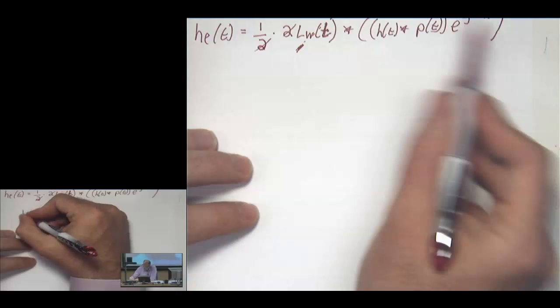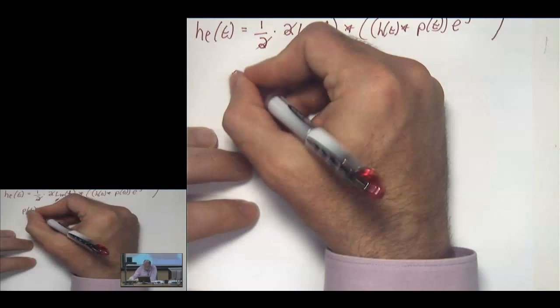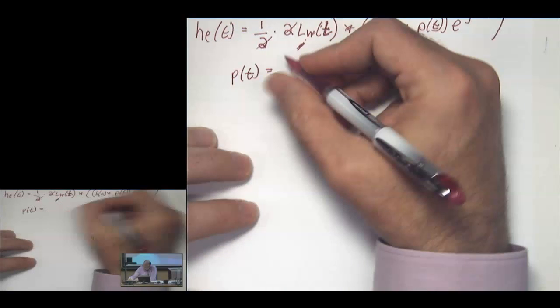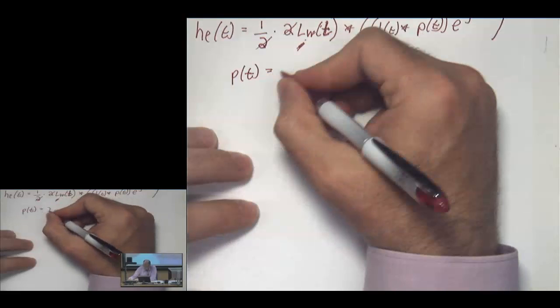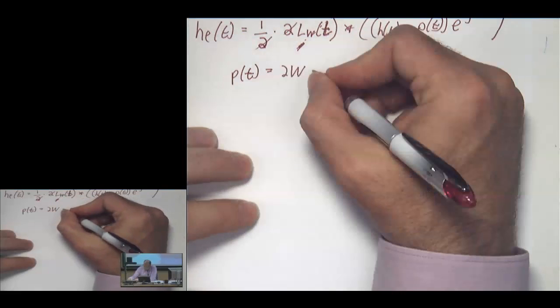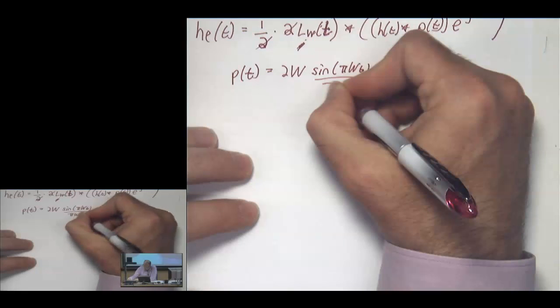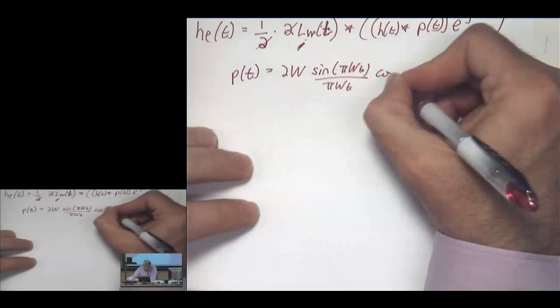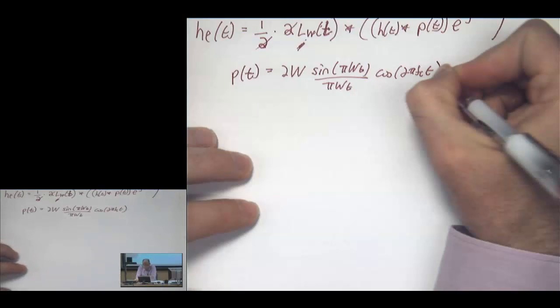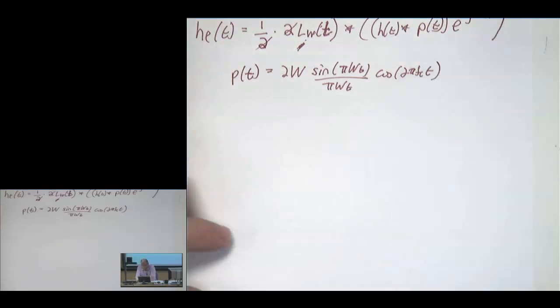And then just as a point of reference, which might be useful, this p(t), you can show using the Fourier transform identities, has a form of 2W sine(pi W t) over pi W t times the cosine of 2 pi f_c t. This is just the formula for an ideal passband filter of bandwidth W here. Okay, so that's it here.